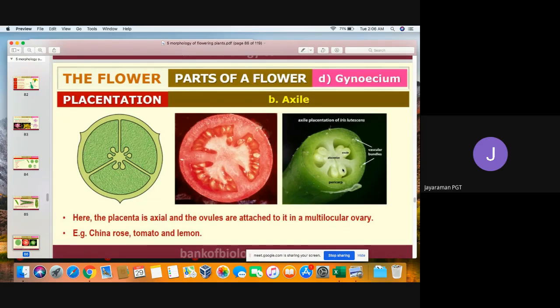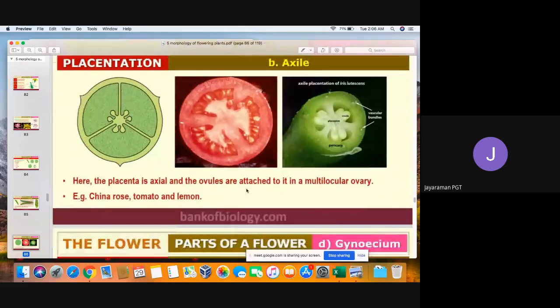Then this flower, and also another fruit like the cucurbit family, you can find axile placentation. So the placenta is axile. That means ovules are attached to the central axis. So generally these are multilocular ovaries. What is multilocular? These are known as chambers. What you can see: three chambers, 1, 2, 3. Three chambers you can see.